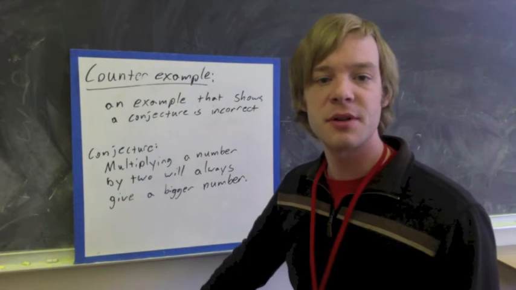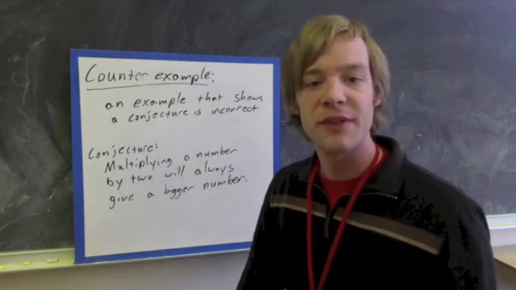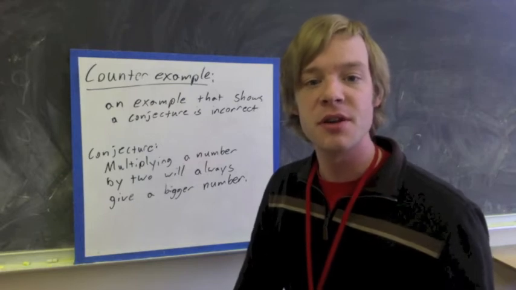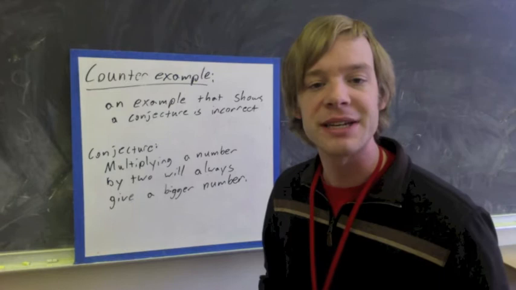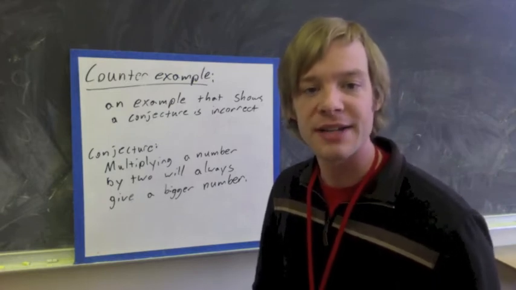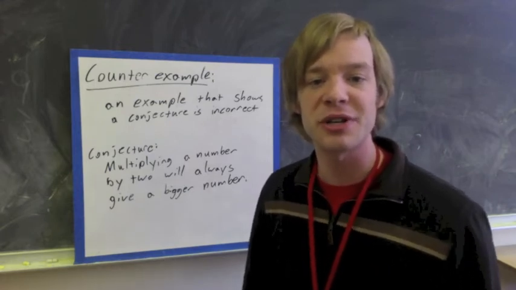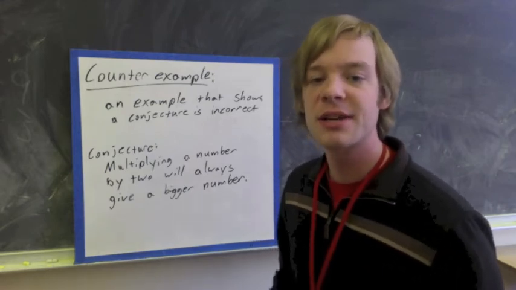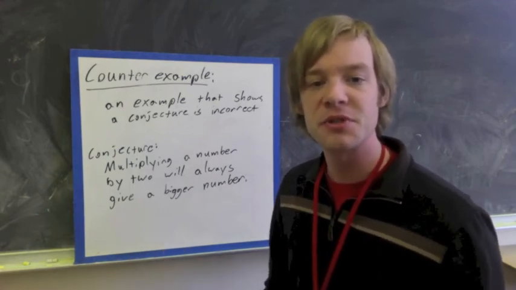All right, our last term here, we've got counterexample, and we have counterexamples because not all conjectures are correct. Not every guess that you have about something is going to be correct. And a counterexample is an example that shows that a conjecture is incorrect. So let's take a look at this conjecture here, and we're going to find a counterexample to this conjecture.